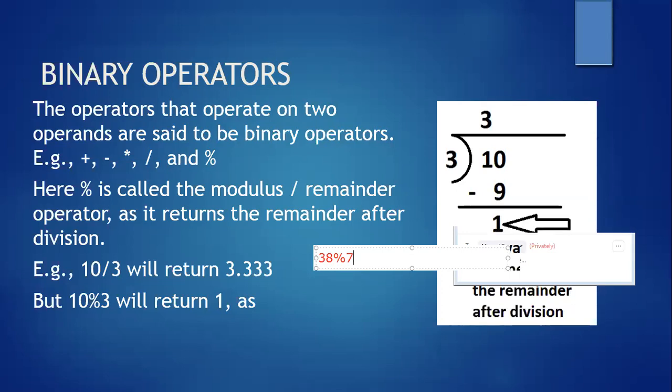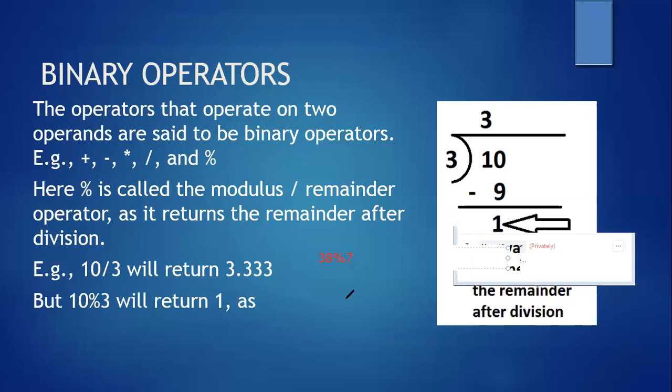Krish, please check it properly. Krish, your answer is wrong. Yes, yes. Now it is correct, beta. Yes, Kavya, that's correct. 38 modulo 7. What will be the answer? Yes, now you are giving me the right answer.